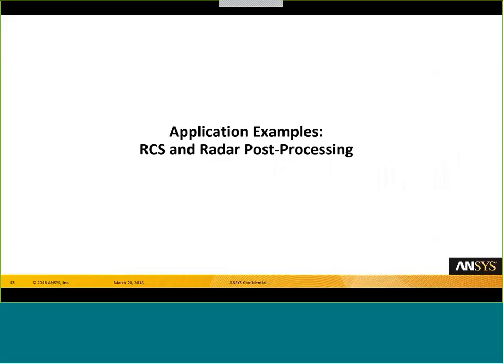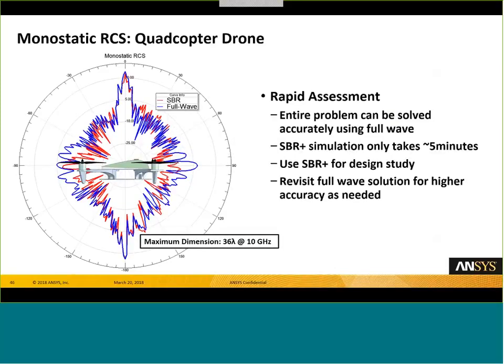So now we'd like to switch gears and go from some of the benchmarks and look at maybe some more practical targets that you might be experiencing. So we'll start with this example of a quadcopter that was solved at 10 gigahertz. So you can see it's about 36 wavelengths in size. And this is an interesting model because it's very practical and it's complicated as real life is by all of these mixed electrical sizes. So at some look angles, the platform is electrically large, and SPR is giving a really accurate result to the full wave result.